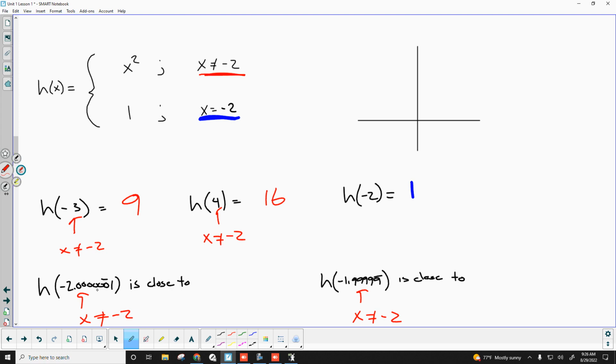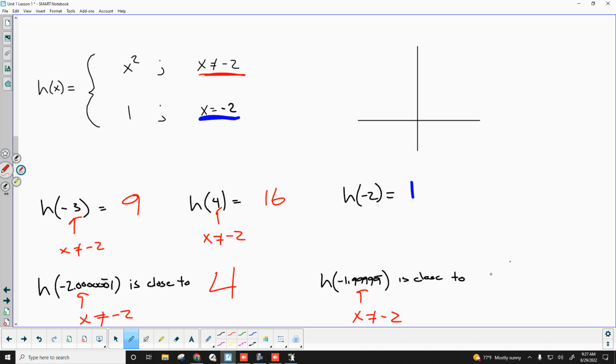This x value squared, again, it's not equal to -2, but it's really close to it. It essentially is it, but it's not. So what would this be? Well, think about it. -2.0001 squared is going to be just like -2 squared, which is 4. Sure, it'll have a 0.00001, but what is it close to? What does it approach? Square this number, it's going to be close to 4. Again, I plug it into x squared because that number is not -2. Close to it, but it's not equal to it.